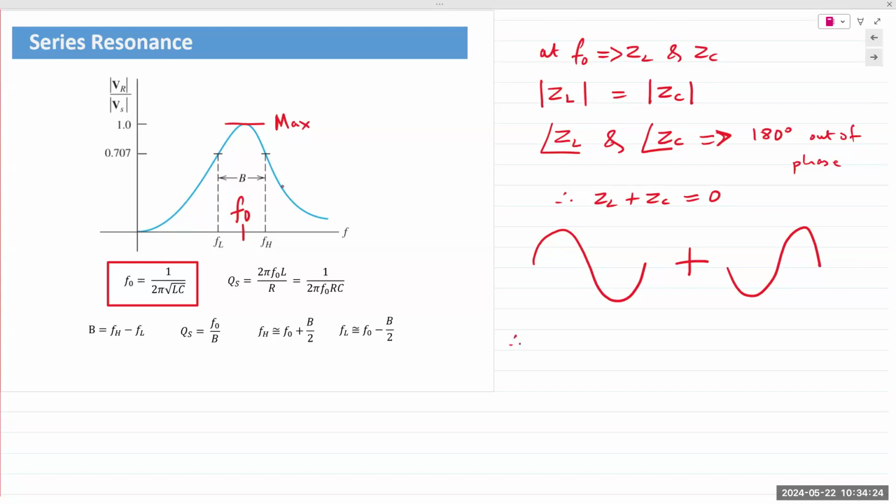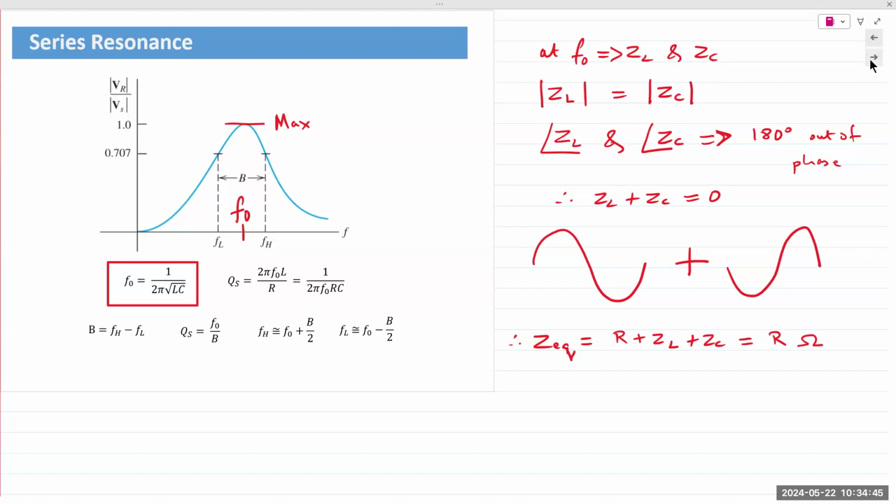So total ZEQ as seen by the source would be R plus ZL plus ZC. And because it goes to 0, it simply becomes R, purely resistive. Output goes to max.